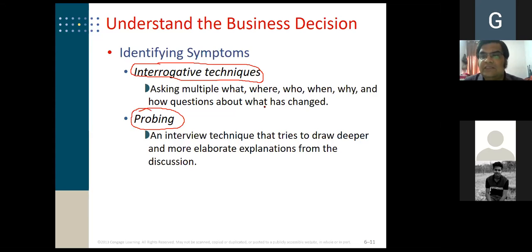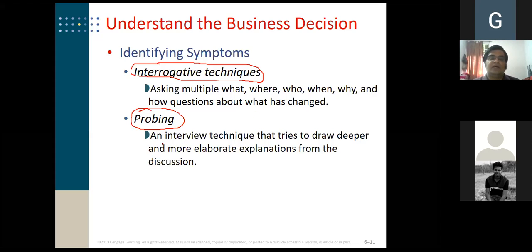where it has changed, in which department it has changed, who has changed, whether any new employee has been recruited, why the new employees are being recruited, when the changes have been done, why not in the last 5 years, why in this year the recruitment costs are going high, and how. So these questions the researcher will be asking to the managers.